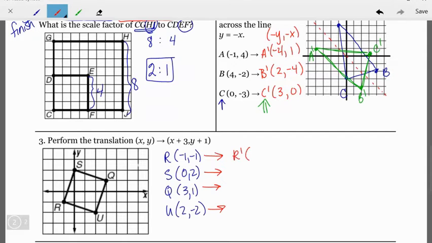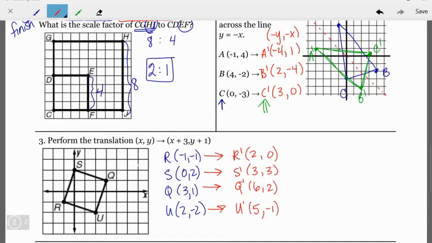So new R, add 3 to the x, that'll give us a 2. And I'm just going to go ahead and do all the x's in one go, so I'm not flipping back and forth between all my rules. Okay, add 3 to our S, 0, just 3. 3 plus 3 on the Q gives us 6, and 2 plus 3 on the U gives us 5. Now on your y's, add a 1. So for R prime, we get a 0. For S prime, we get a 3. For Q prime, we get 2. And for U prime, we get negative 1.